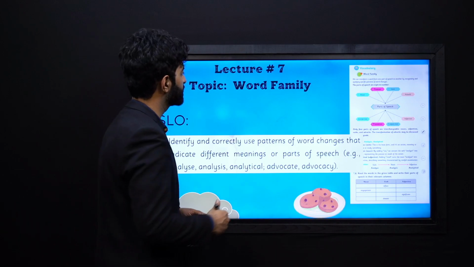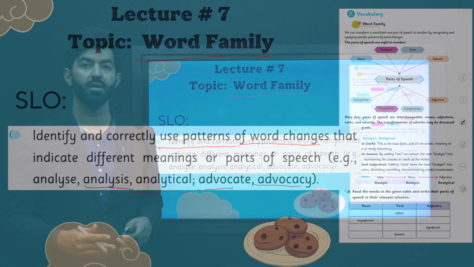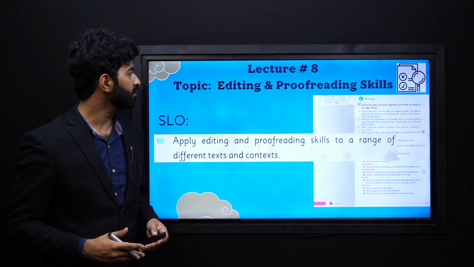Lecture number 7 is titled Word Family. In this one, you have to identify and correctly use patterns of word changes that indicate different meanings or parts of speech. For example, this word analyze also becomes analysis, analytical, advocate will be advocacy. So, this is how you learn about the word family.